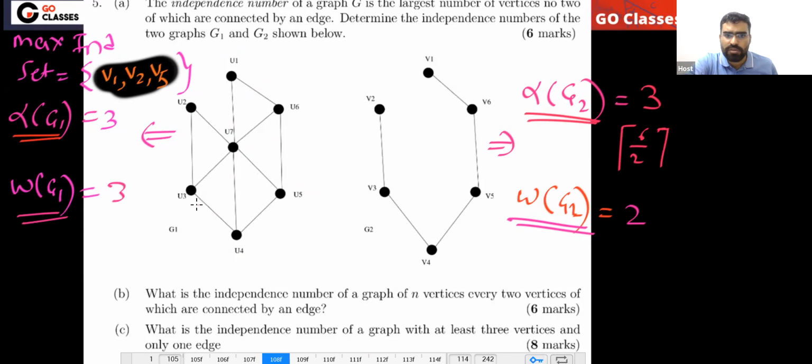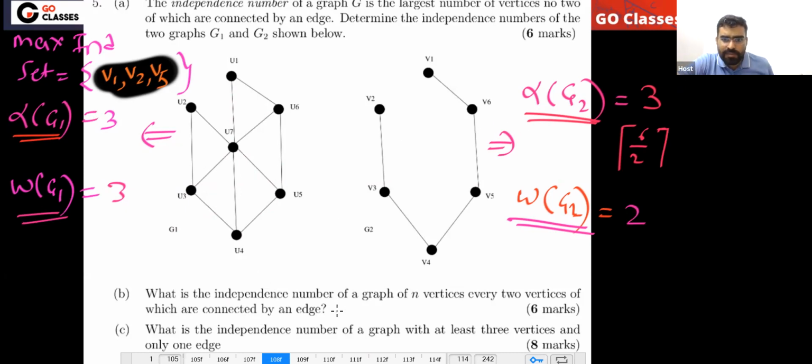Do you have K4 in this? Can you find K4? There is no K4, right? We don't have any K4. So the omega will be 3 and alpha also will be 3. Okay, so this is the simple question.